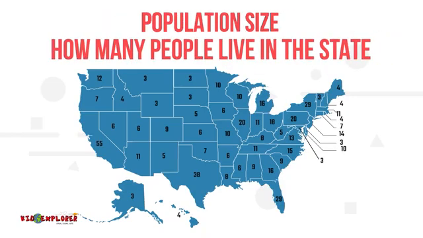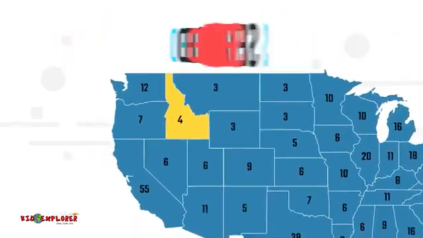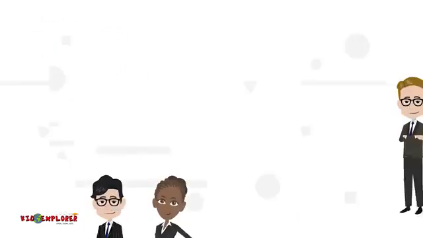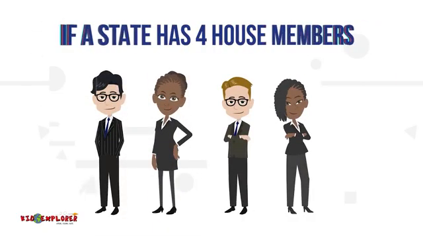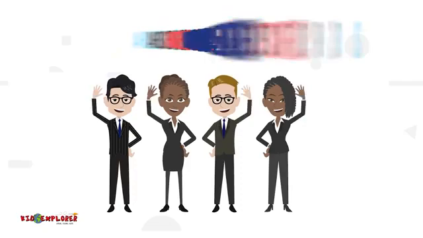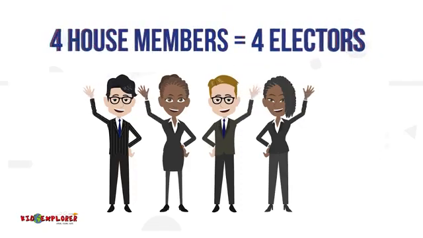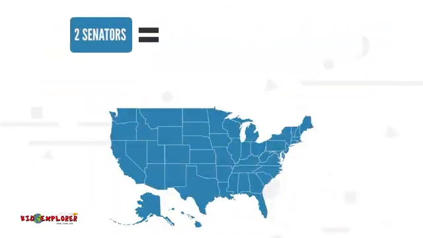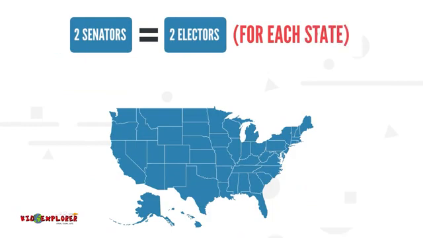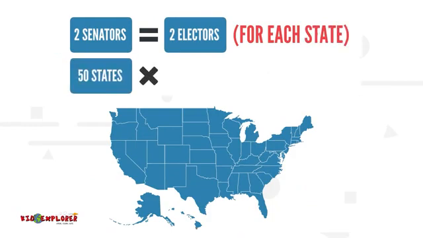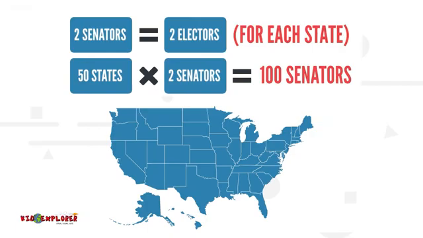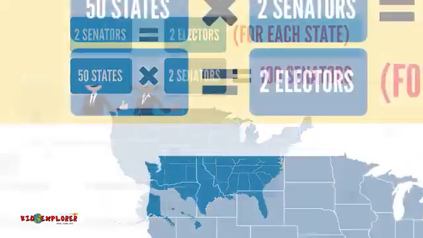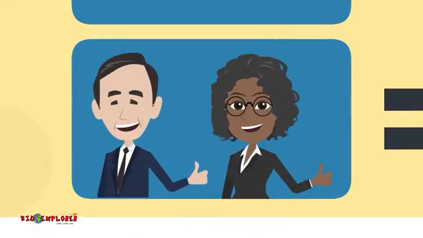The number of residents who live in the state determines how many delegates a state gets in the House of Representatives. Whatever that number of House members is equals the number of electors that state is given. Then, every state gets 2 more electors for their 2 senators. There's 100 senators for 50 states. Every state has 2 senators, and those 2 senators equal 2 electors per state.